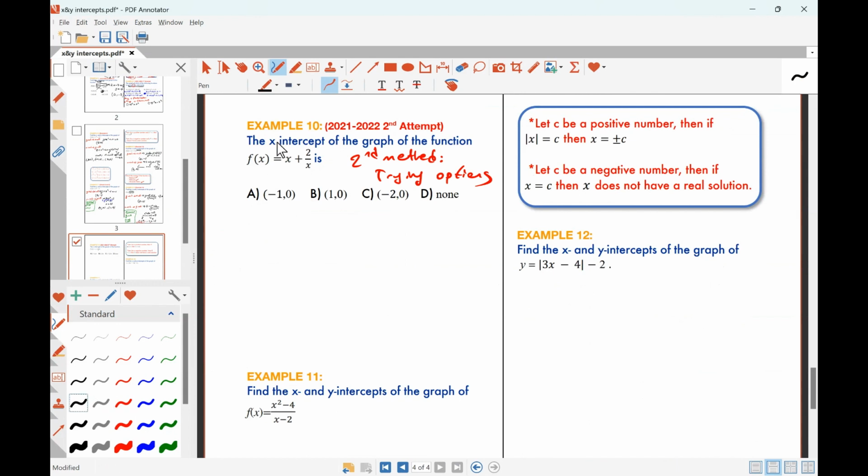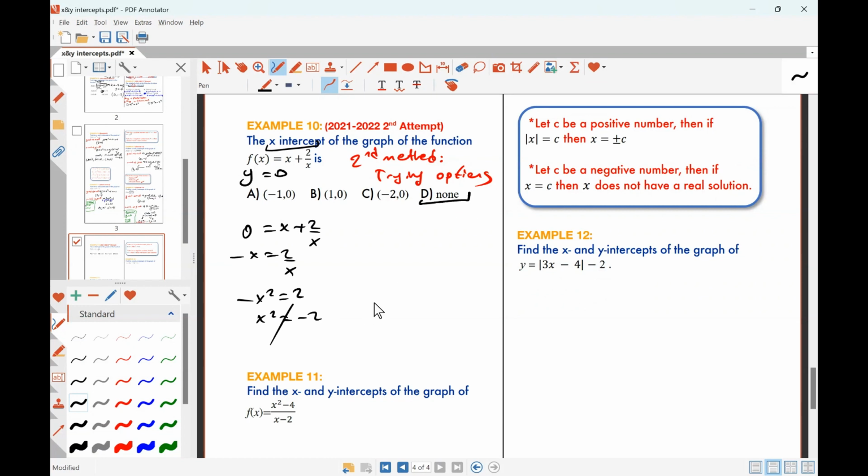So to find the x-intercept, we let y be 0. So f of x is 0. 0 equals x plus 2 over x. Bring x to the other side. Negative x is 2 over x. Cross multiply. Negative x squared is 2. Divide both sides by negative. X squared is negative 2, which is impossible. Squaring a number never gives a negative result, so there is no x-intercept.